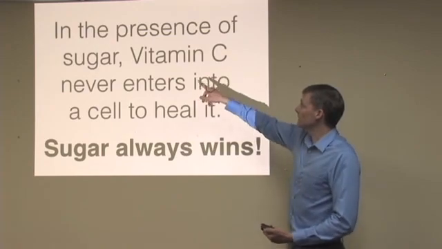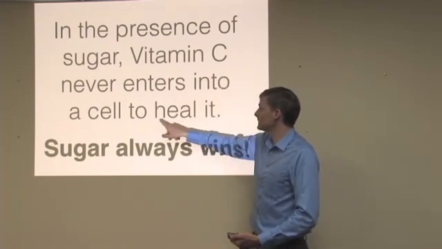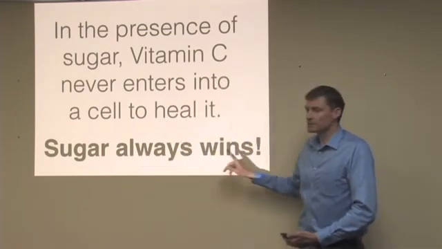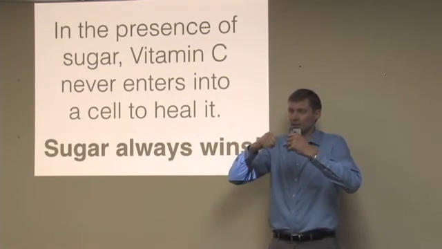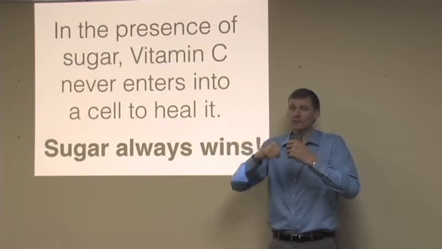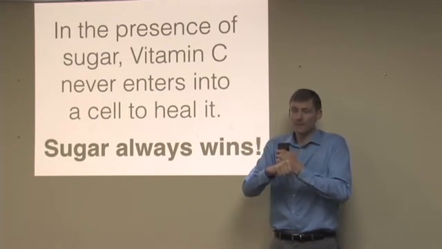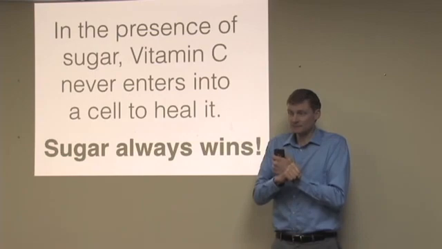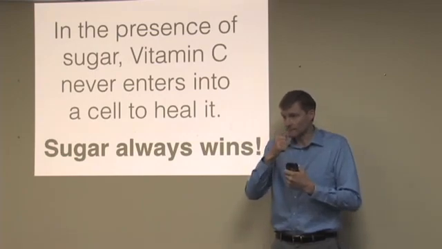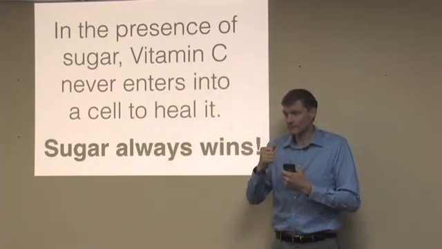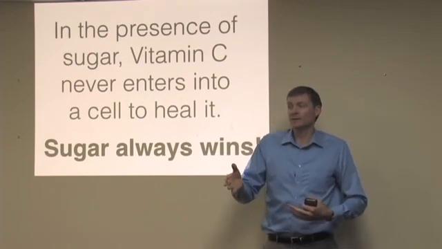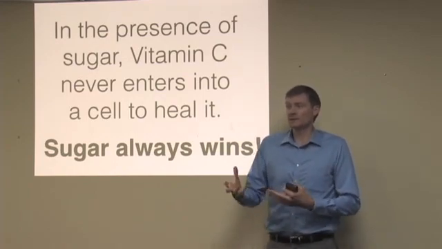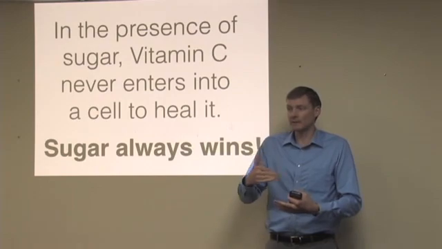In the presence of sugar, vitamin C never enters into the cell to heal it. Sugar always wins. So sugar and vitamin C are trying to get into the cell at the same time. Sugar always wins. If you drink orange juice, it would have to be whole orange juice, or if there's sugar added, it wouldn't... The question is how much sugar is in the orange juice, and how much that sugar is preventing the vitamin C from getting into the cells.